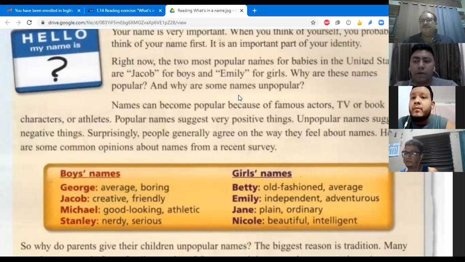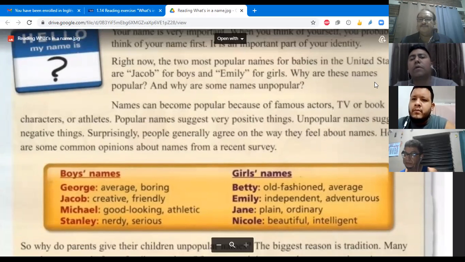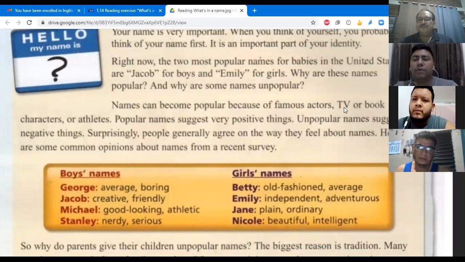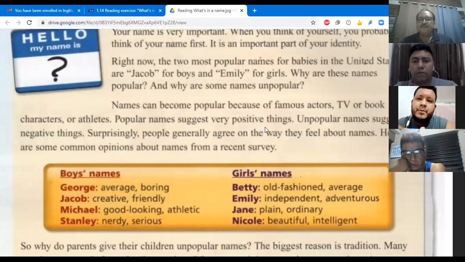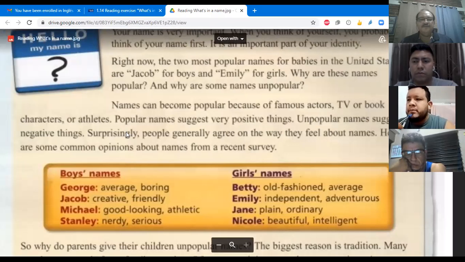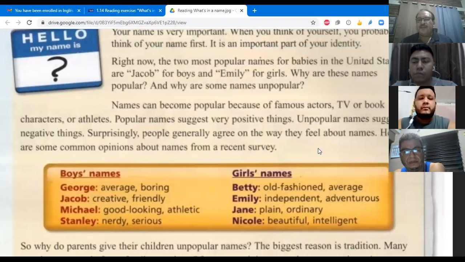If my name is Luis, my son is Luis, and then his first son is going to be Luis, and like that, right? So that is probably a tendency, also a tradition in the family, okay? It depends. Now, names can become popular. Names can become popular because of famous actors, TV, or book characters, or athletes. Popular names suggest very positive things. Unpopular names suggest negative things. Surprisingly, people generally agree on the way they feel about names here.